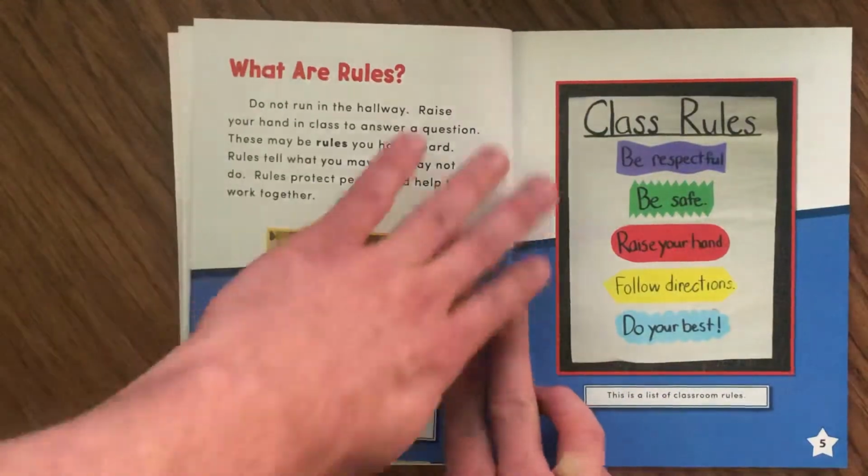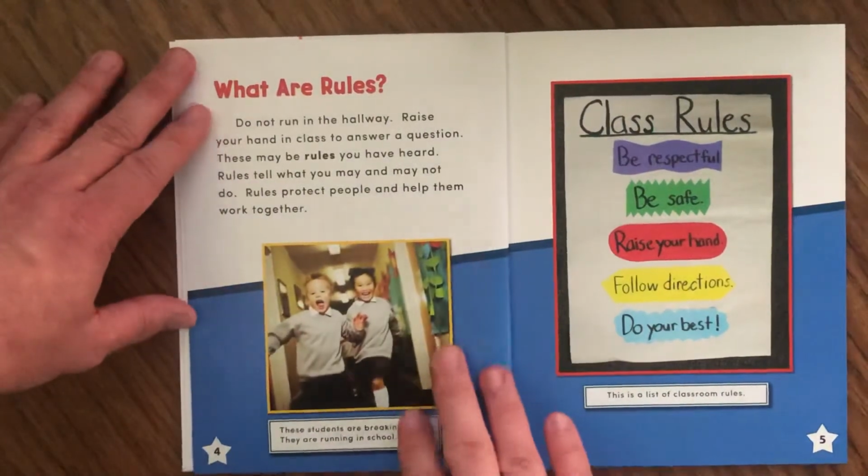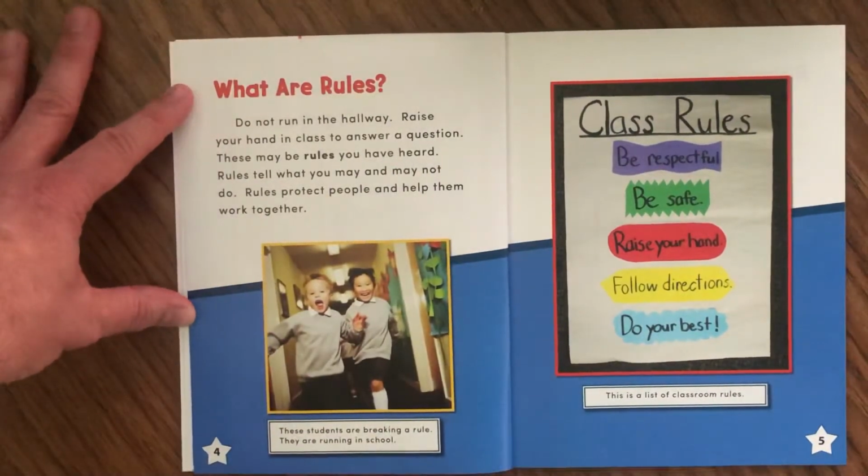So now we're opening up to page 4, and the title is What Are Rules? Do not run in the hallway. Raise your hand in class to answer a question. These may be rules you've heard. Rules tell what you may or may not do. Rules protect people and help them work together.